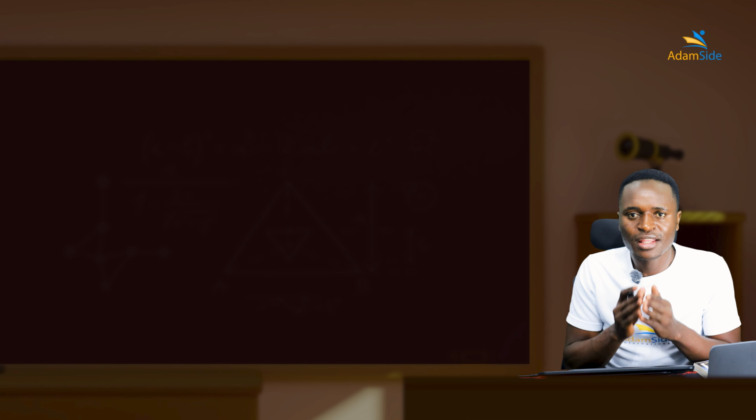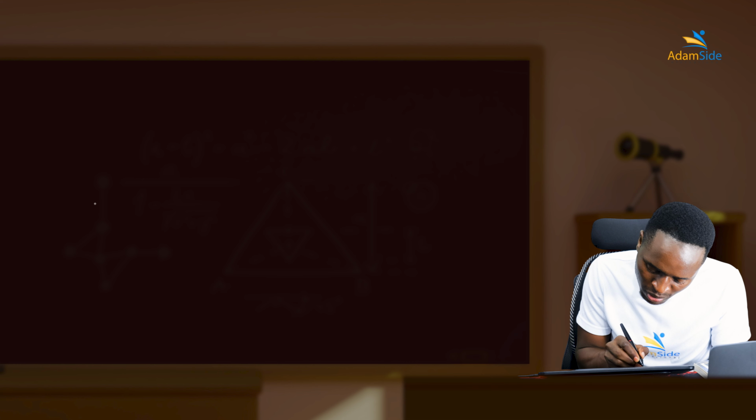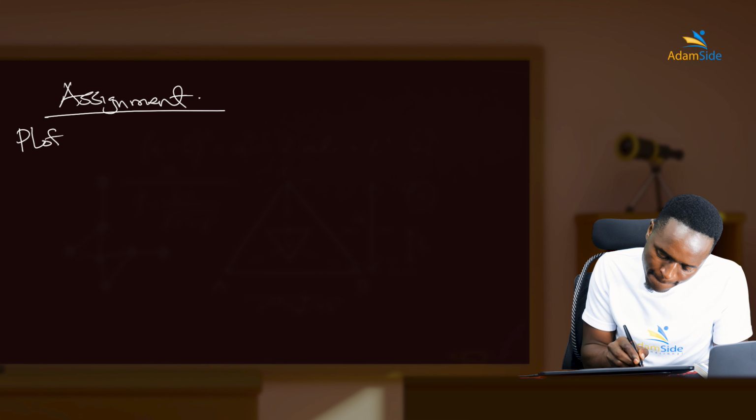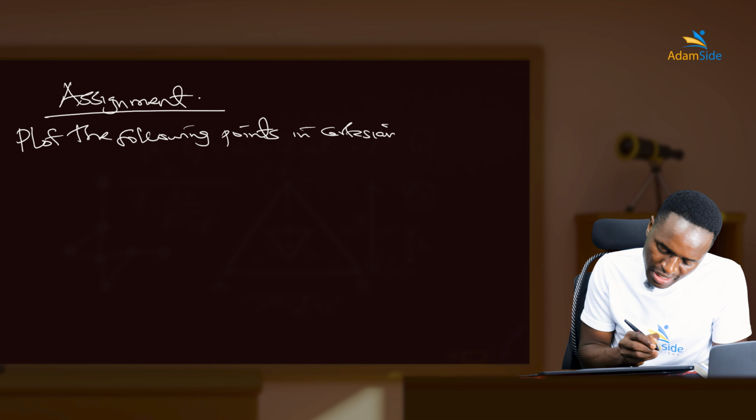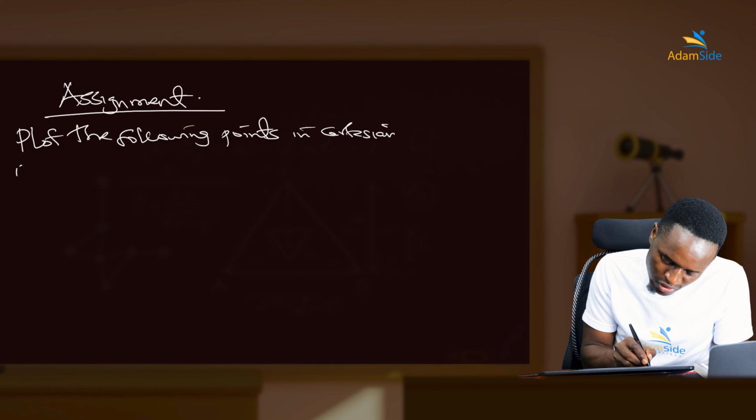I'll give you the following as your homework. In this assignment, plot the following points in the Cartesian plane. Roman 1.